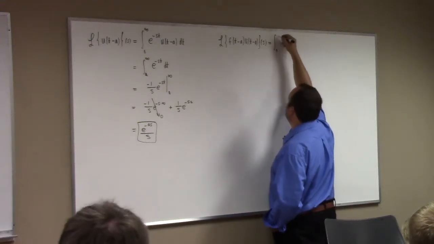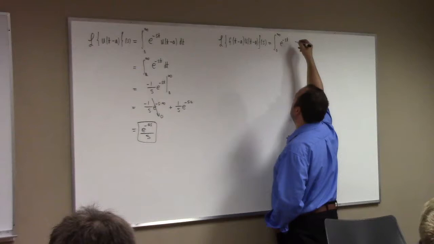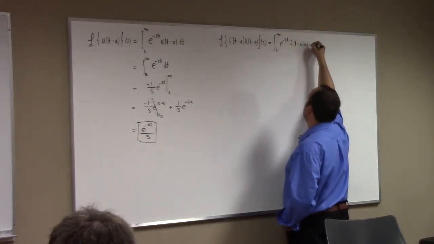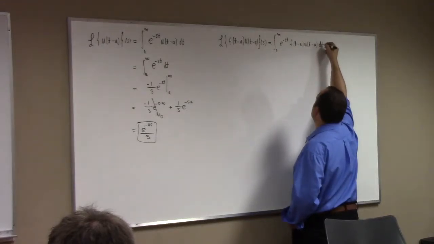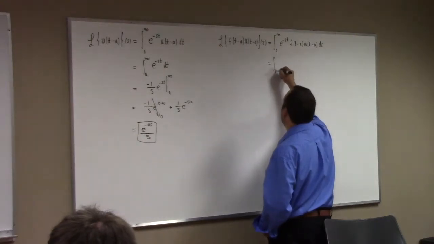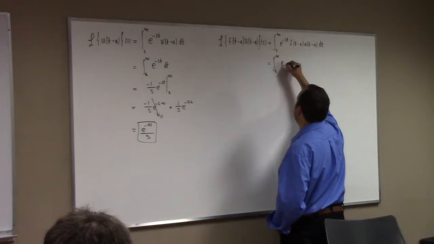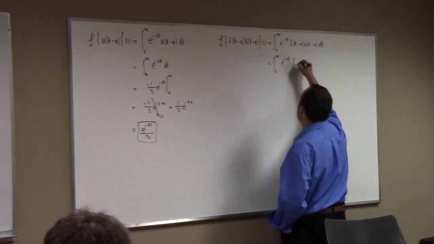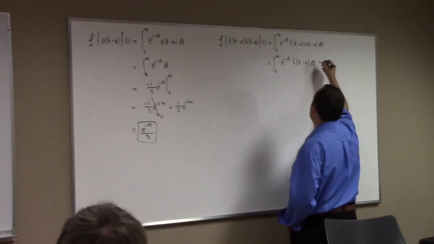So integral from 0 to infinity, e to the minus st, and then we got our f of t minus a, u of t minus a. So we can do the same thing we just did, which is to change the lower bound from 0 to a. That drops, then that means for that range of t, the unit step function's 1, right? So we just have that, right?